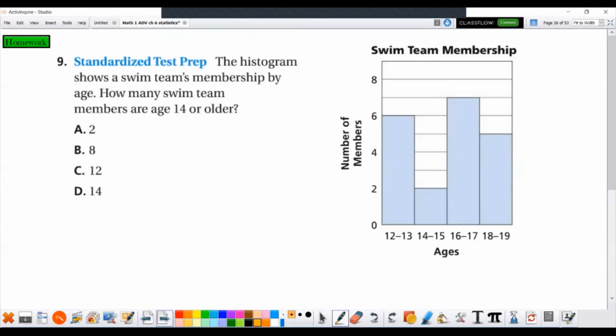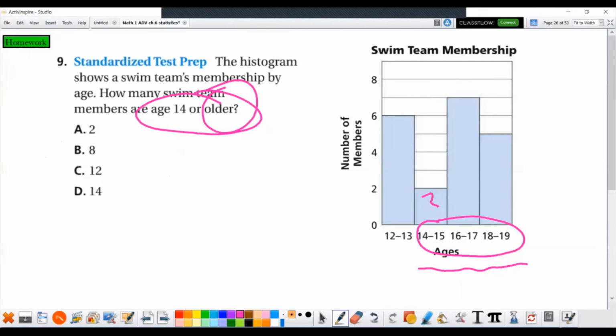Next page. And here's the last question. And don't get fooled in this one. The histogram shows a swim team. How many swim team members are aged 14 or older? Or older. So I might have looked at this, but are older? That's all of these. 14 or older. So I had to count this. This was 2, this was 7, and this was 5. And when I add all that up, that's 14.